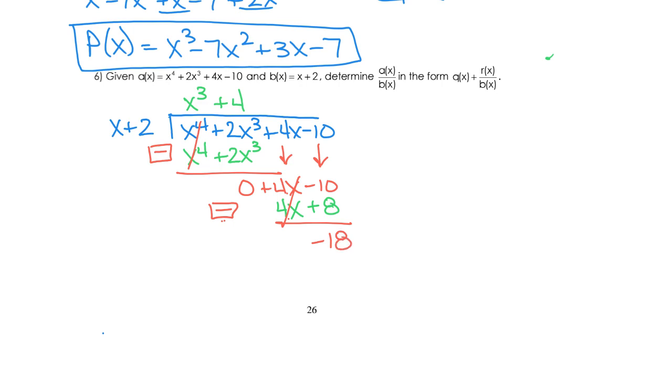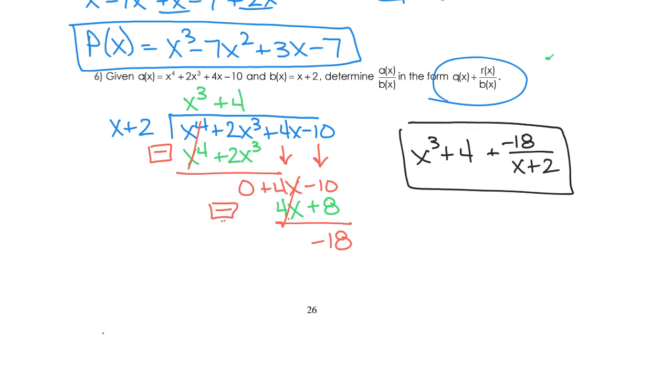And they wanted us to write it in quotient remainder form. So we're going to go ahead and say our quotient is x cubed plus 4 plus our remainder of negative 18 divided by our divisor of x plus 2. And there it is. All right, guys.